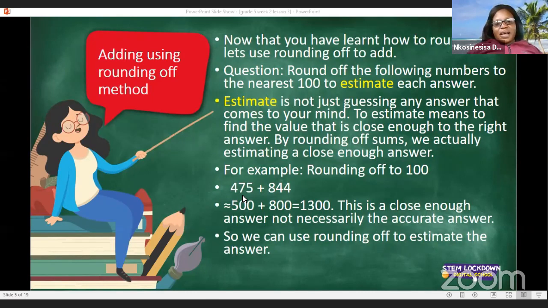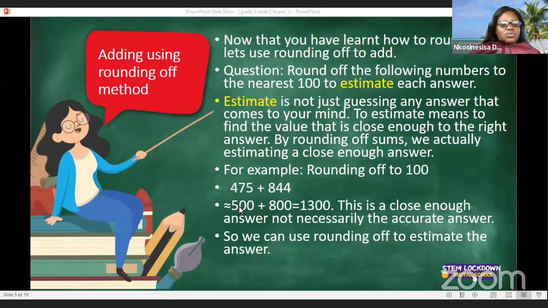So 475 to the nearest 100, as some of you have said, is 500. You are right. And then 844 to the nearest 100 becomes 800. When we round off, it makes the sum easier for us to add. Even if I did not round off 844 and you're adding 500 with 844, it's going to be easier for you to add, because already you know if there are zeros, or if you're adding 200 plus 300, you always know it's 500. So when we're rounding off, it makes it easier. That's why it's called an estimate answer.